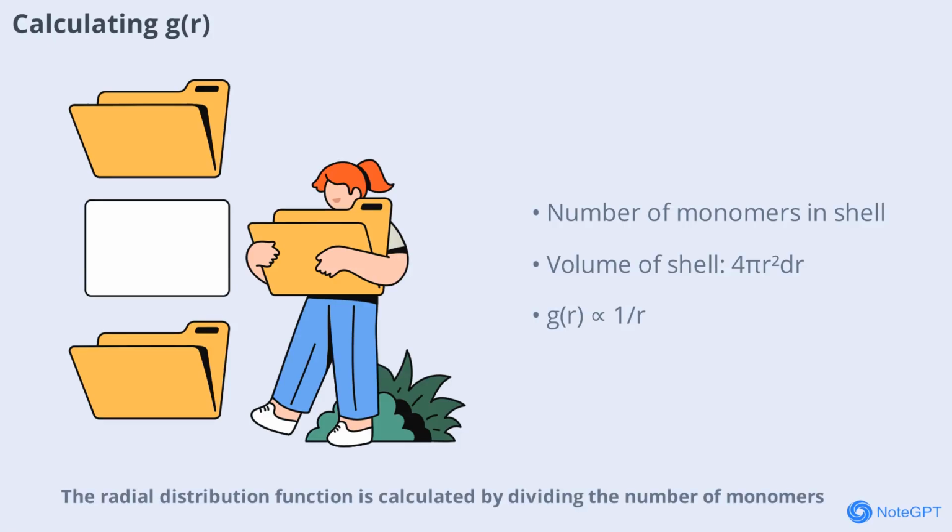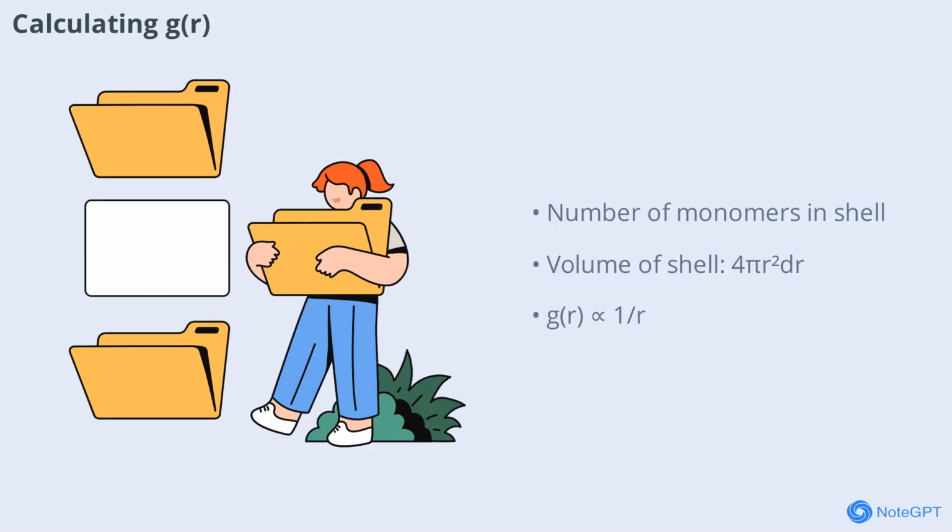The radial distribution function is calculated by dividing the number of monomers in a thin spherical shell at distance r by the shell's volume. For an ideal chain, the number of monomers within radius r scales as (r/a)^2. This leads to a simple expression for g(r), showing how density changes with distance.